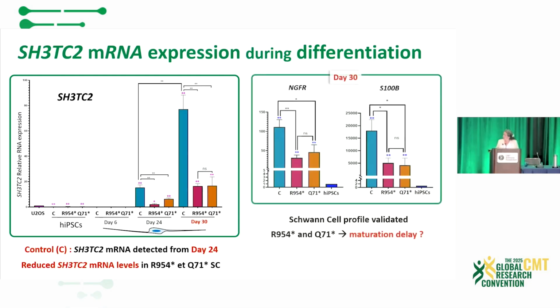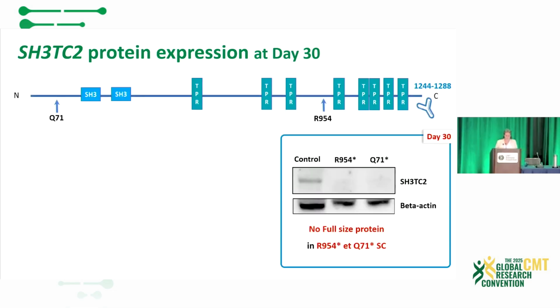Then we wanted to be sure that we had Schwann cells, so we tested genes that are supposed to be expressed in Schwann cells. In control, we have a good expression, but in the mutated cells we have a reduced expression, as if there is a delay in maturation. So that was for mRNA.